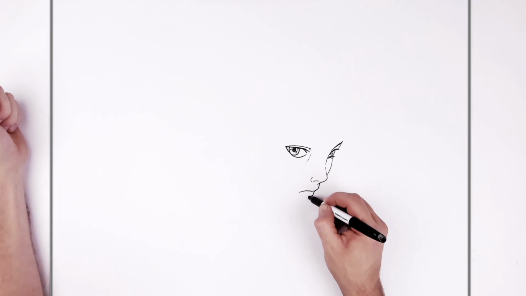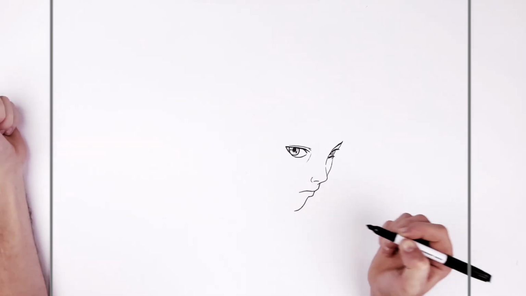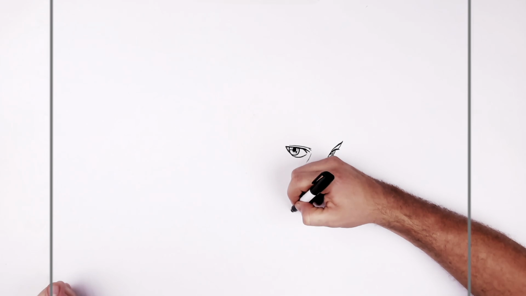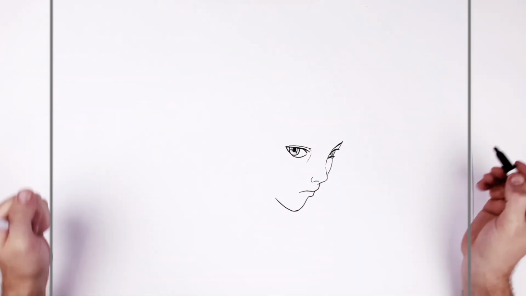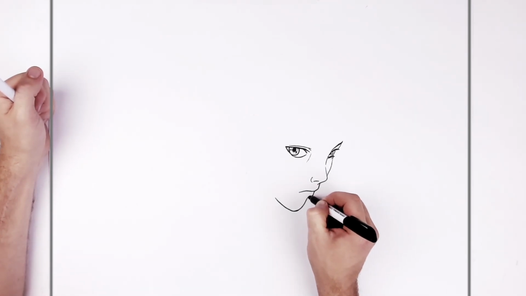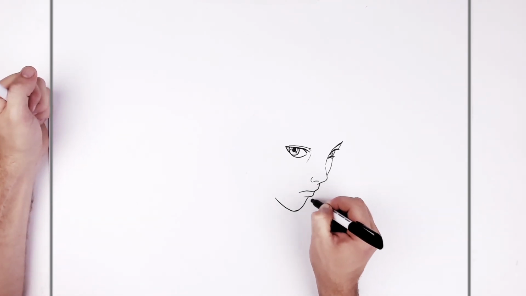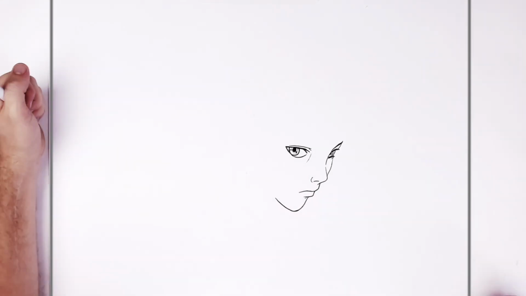And then his chin down like so, and around here to his jaw. And you could have just a bottom lip line, some shadow underneath it there.